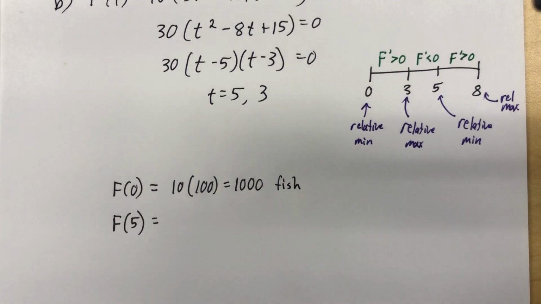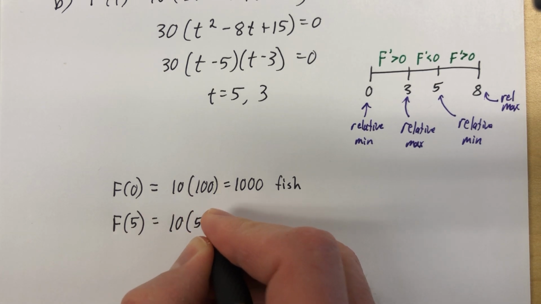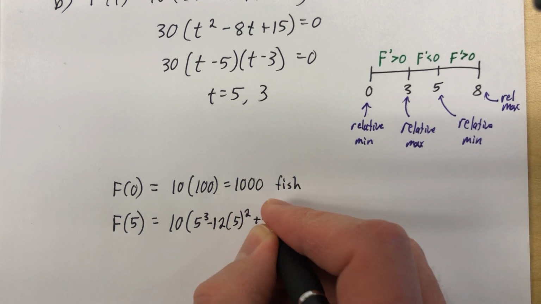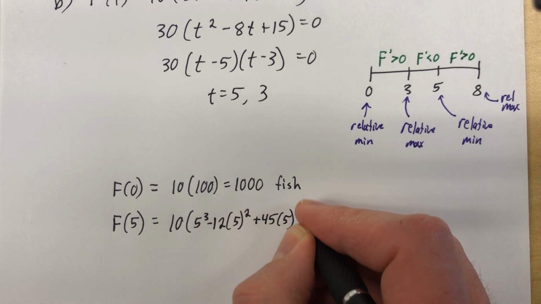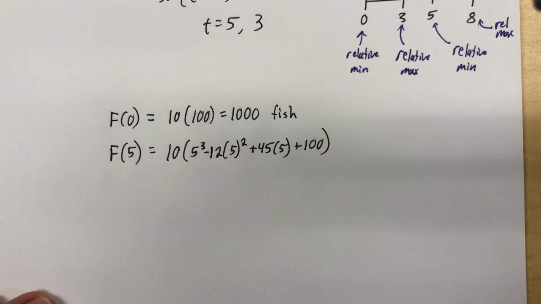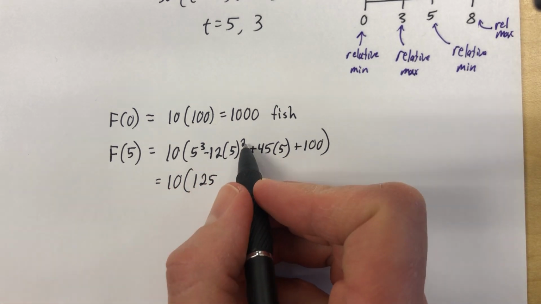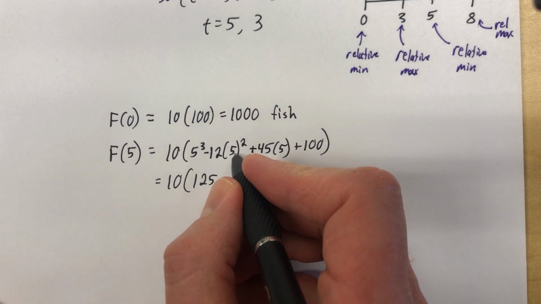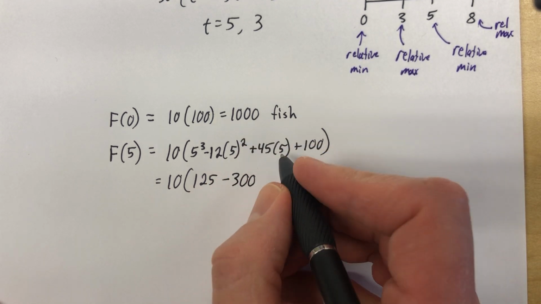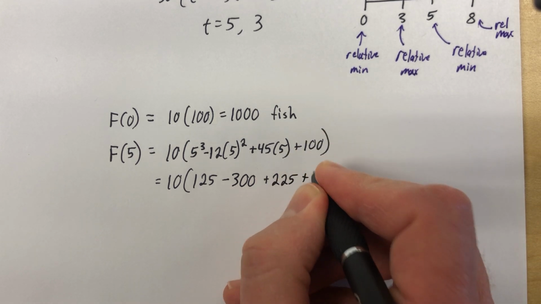This one takes a little bit more work. 10 times 5 cubed, minus 12 times 5 squared, plus 45 times 5, all without a calculator. I think we'll make it. We can do this. So we have 10 times 125. Let's see, that's 25 times 12. 25 times 12 is 300, so minus 300. 45 times 5 is 225, and then we have a 100 here.